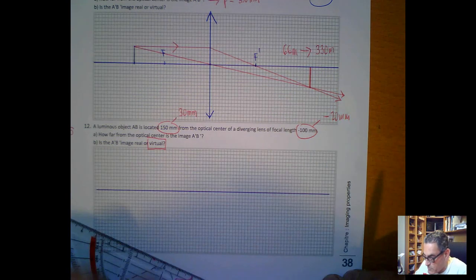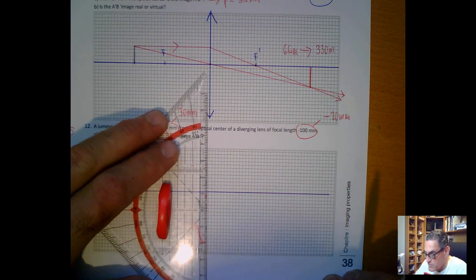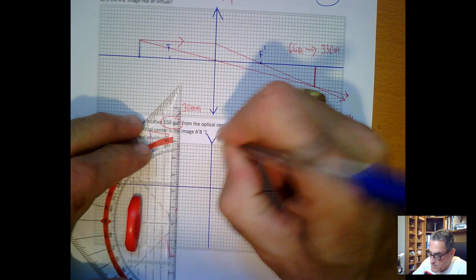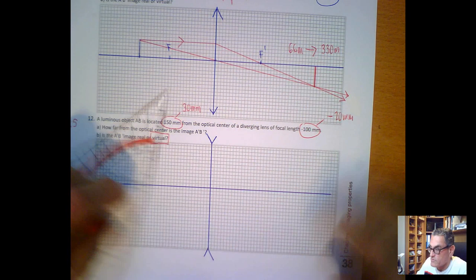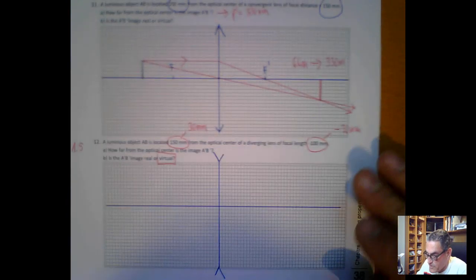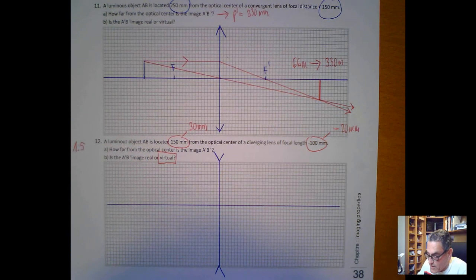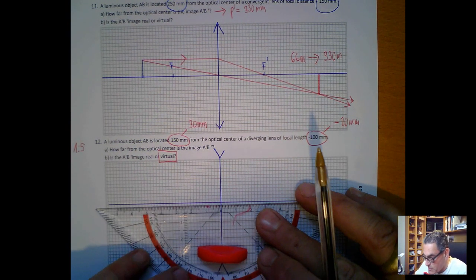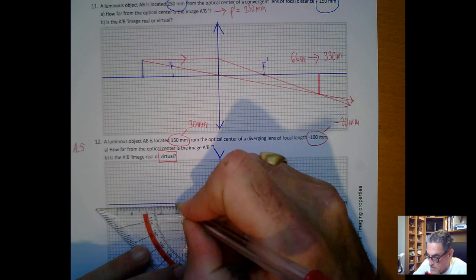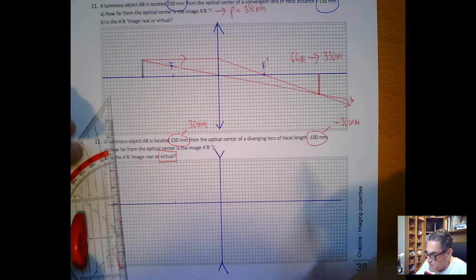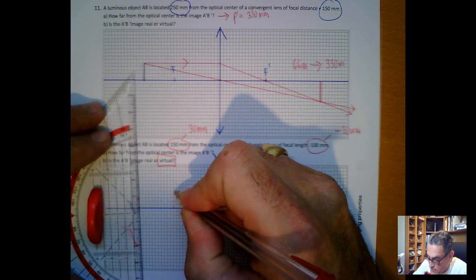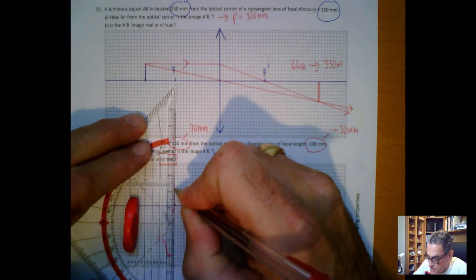We have our optical axis. I will put the lens here. It's a divergent lens. Don't forget to do the symbol properly. And then we have an object which is 30 millimeters from the lens. So it's here. The height of the object is not specified, so let's take 5 of these little squares.